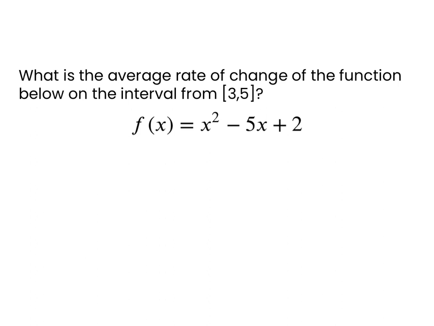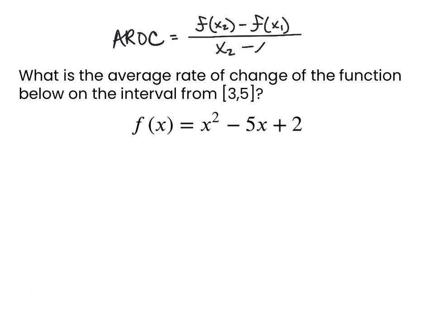The next problem says, what is the average rate of change of the function below on the interval from 3 to 5? Let's try to really hard remember that the average rate of change formula is really just the slope formula, which is the output from the second number minus the output from the first number over the second number minus the first number. It is just a fancy way of doing y2 minus y1 over x2 minus x1.